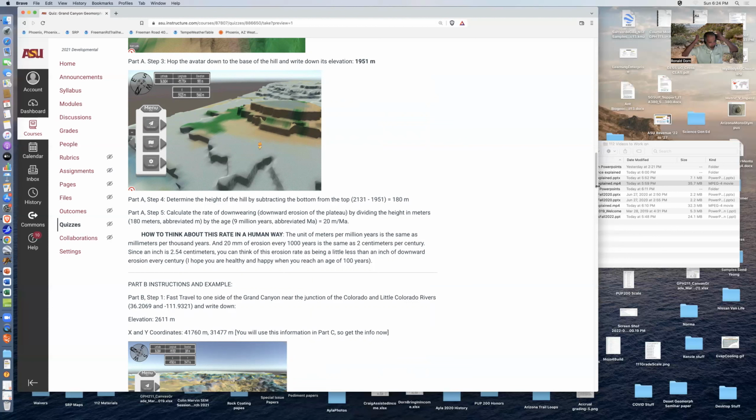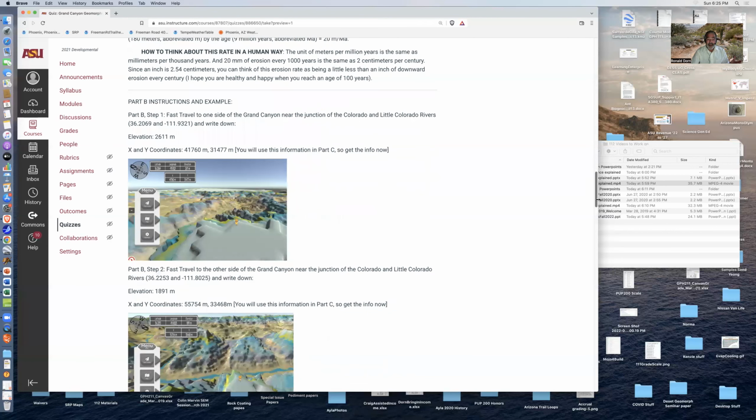And the way to think about this strange unit of meters per million years is to convert it to something that makes sense. 20 meters per million years is the same as 20 millimeters per 1,000 years. And that's the same as 2 centimeters per century. And since 2 centimeters is a little bit less than an inch, this lava flow indicates that the plateau is eroding at a rate of less than an inch in 100 years. So that's a pretty small rate of erosion.